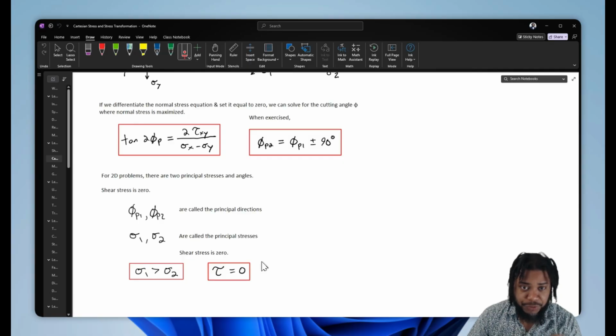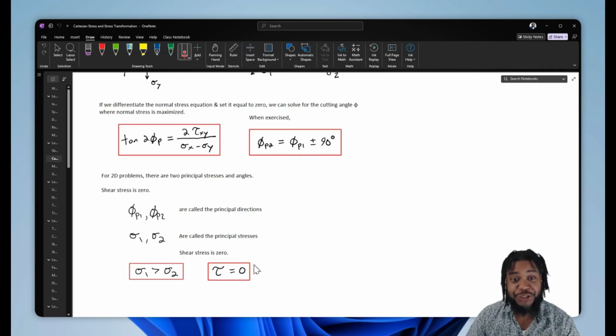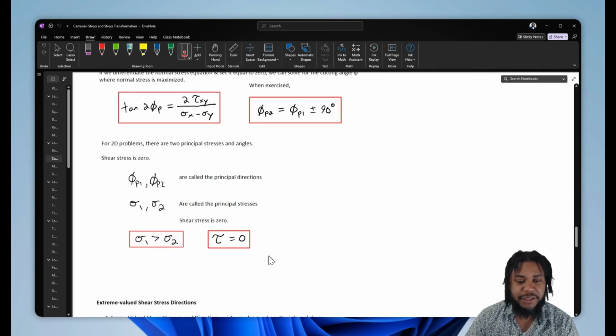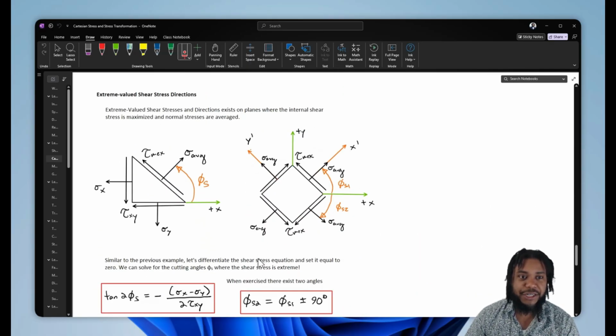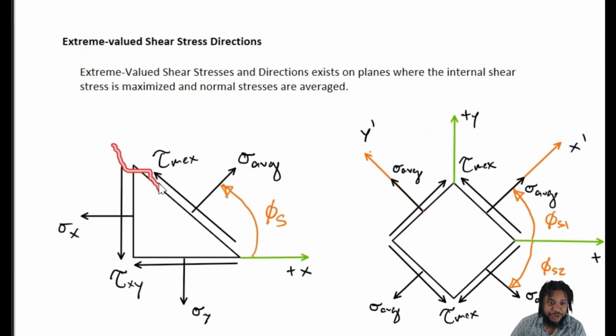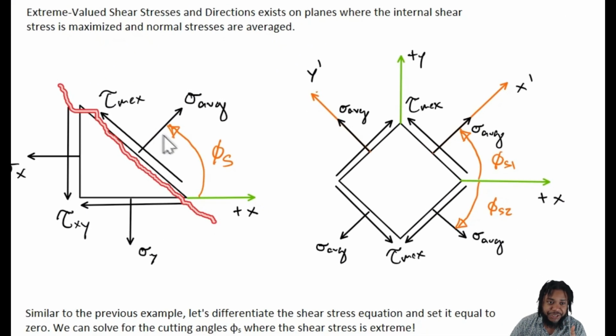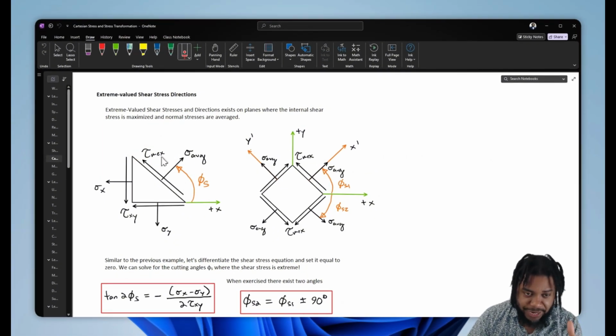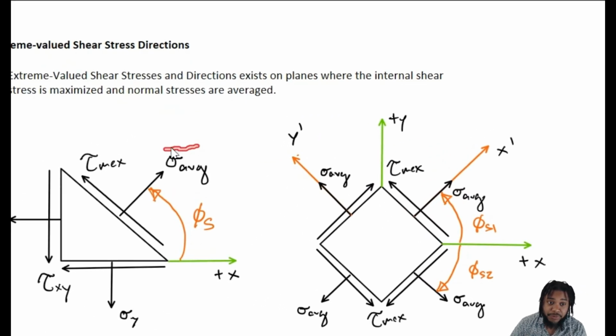Okay, so we found a set of directions. That's interesting. Let's search for another one. We found the angles where the normal stresses are maximized, so let's look for directions where the shear stresses are maximized. Let's do the same thing where we section our sample, but here we are searching for an angle where the shear stress is maximized, and in that direction, or in those directions, normal stress doesn't go to zero, rather normal stress becomes an average value.